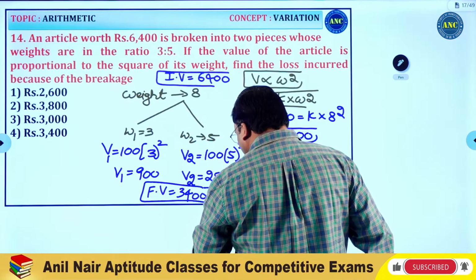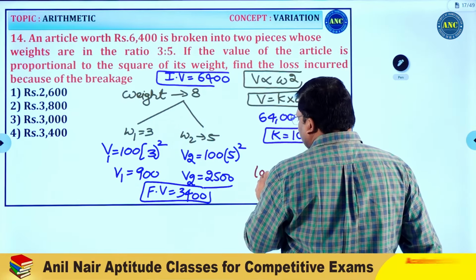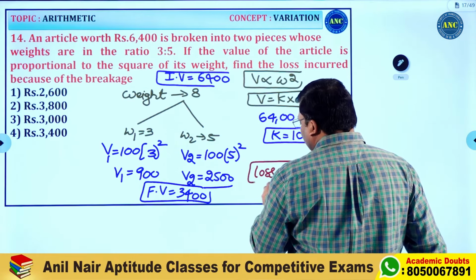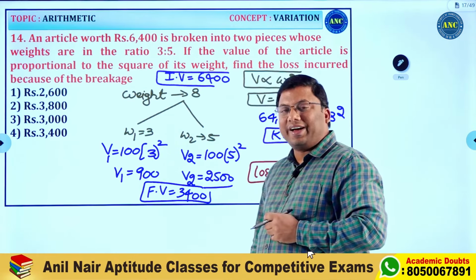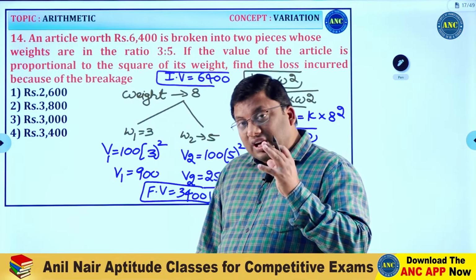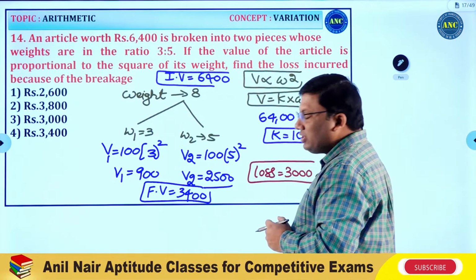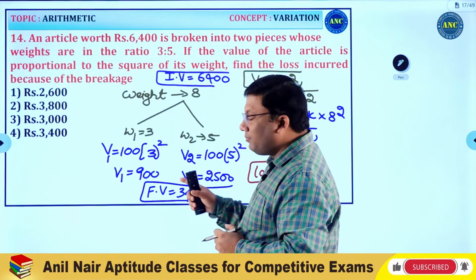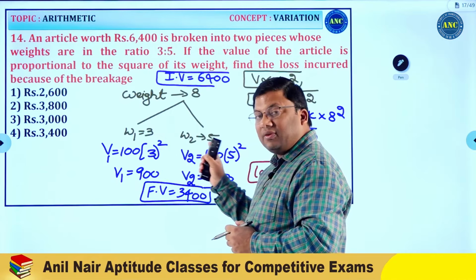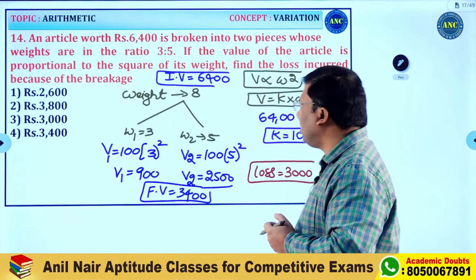6,400 became 3,400. What is the loss? Loss is 6,400 minus 3,400. Loss is 3,000. I hope the idea is clear. Again I am repeating, there is an article whose initial value is 6,400. It broke into two parts, 3 grams and 5 grams out of 8 grams. We will do more and more questions based on this variety.